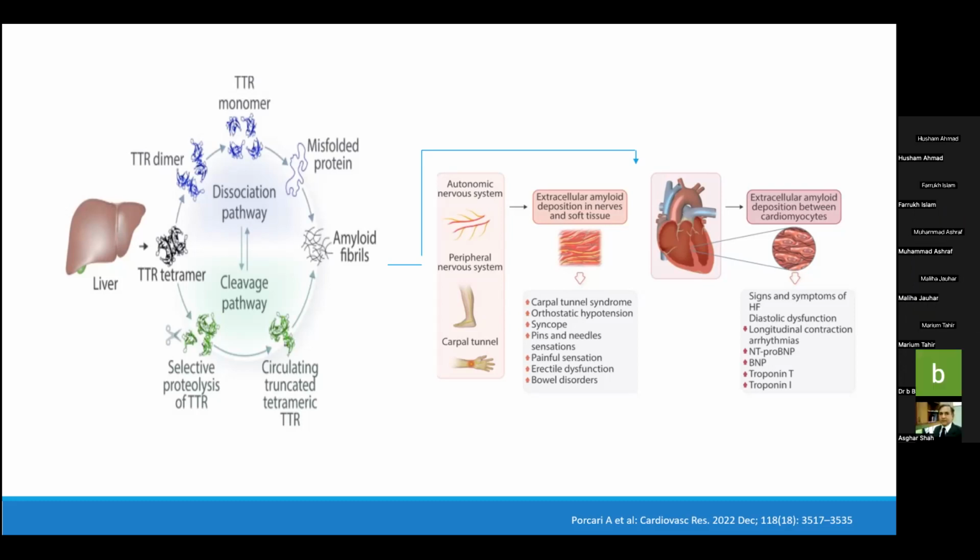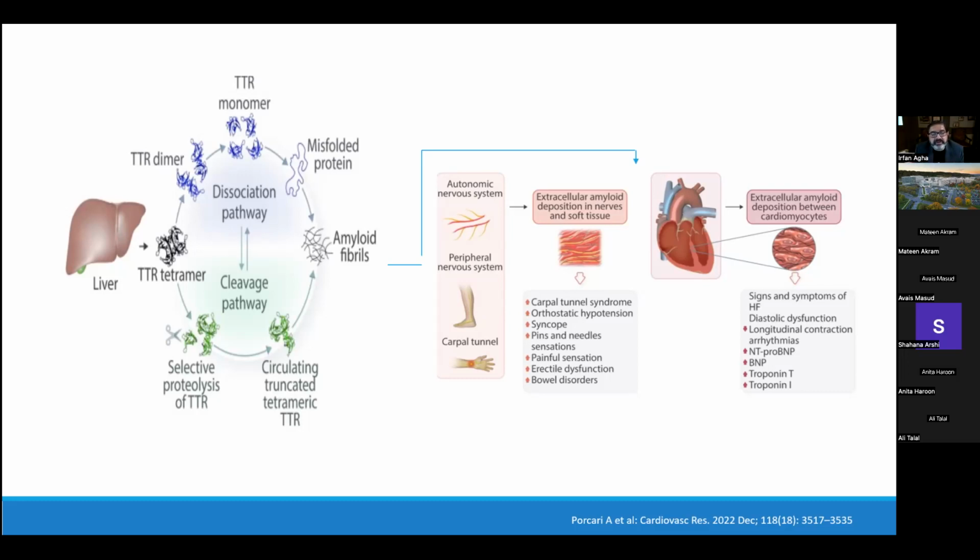fibrils. There's another pathway called the cleavage pathway, which is very recently described, where there's a specific mutation that actually causes them to become very susceptible to selective proteolytic cleavage, and they break up into truncated tetramers or fragments thereof, and then eventually generate amyloid fibrils.